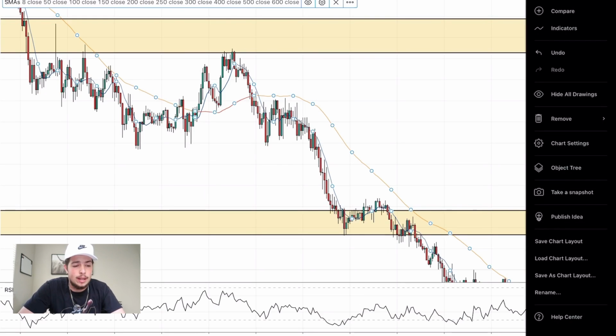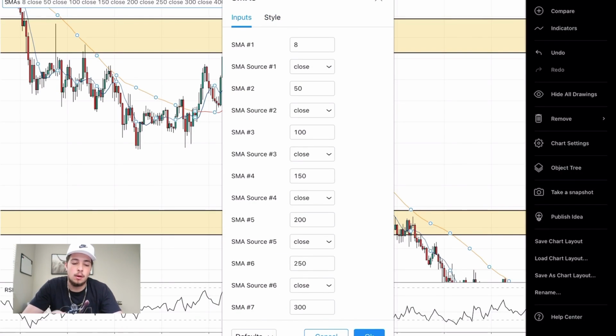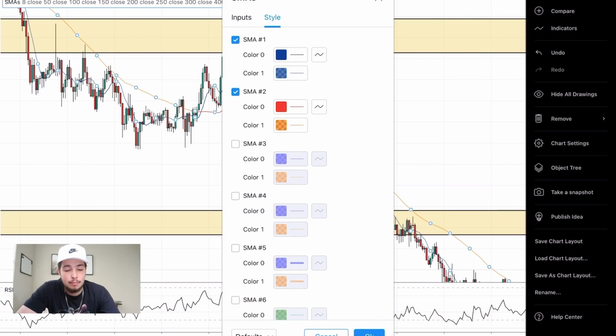Alright guys, really quick, let's go over the moving average area. It's very simple. All I have running right here is an 8 SMA and a 50 SMA. Don't look at those other ones, the 100 and 150, just ignore those for now, or forever actually, I'm not even using them. I have an 8 SMA and a 50 SMA. The 8 SMA I keep blue, and the 50 SMA I keep red.